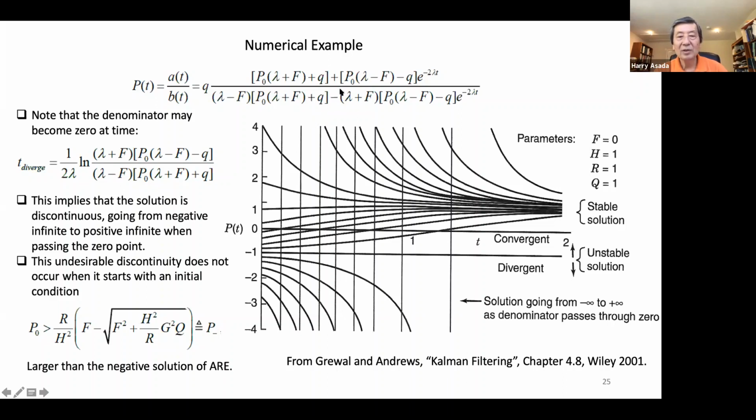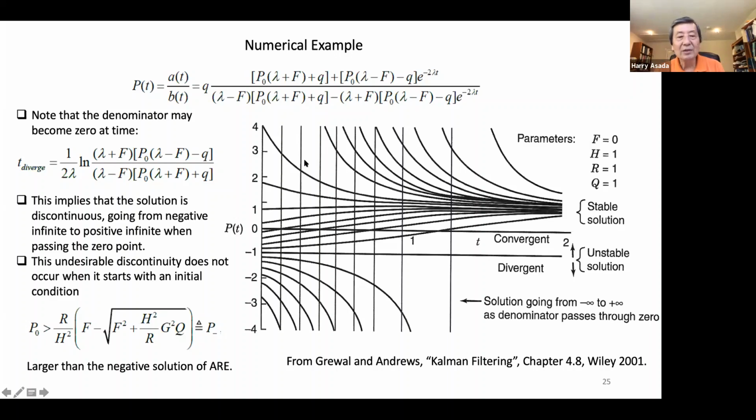And setting this denominator to 0, we can find when that happens. So the denominator may become 0 at this time, and I computed it this way, okay? So this is really a bad situation. Once this happens, it's basically discontinuous, and then P goes to infinity. That means that the Kalman gain blows up to infinity.